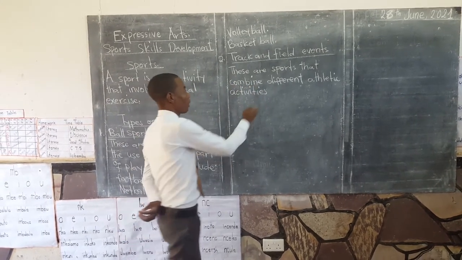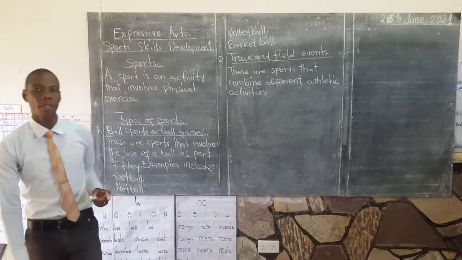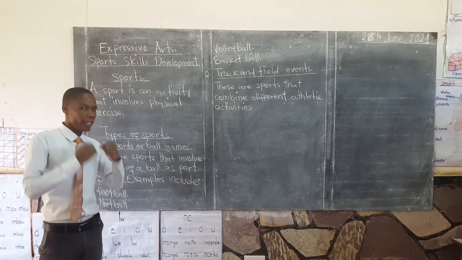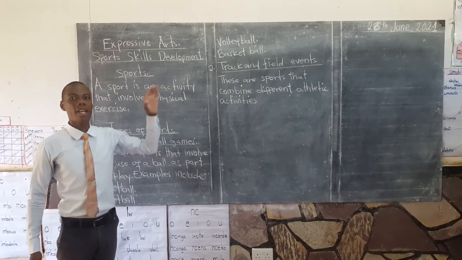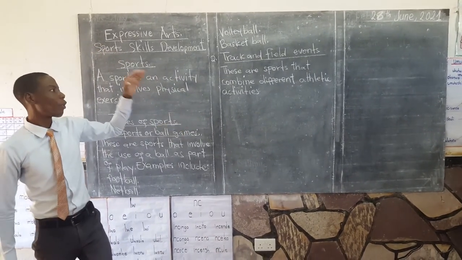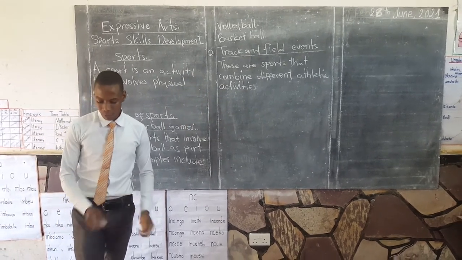When you hear of the word athletic, it has to do with some running. So you combine the running activities together with other activities as part of what? As part of play. You combine the athletic activities as part of play.